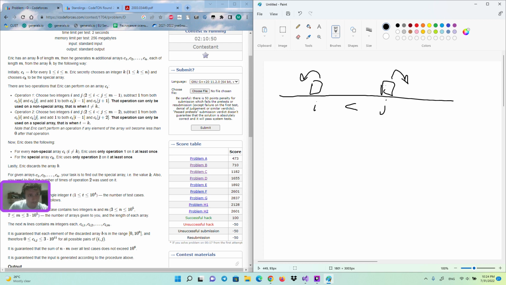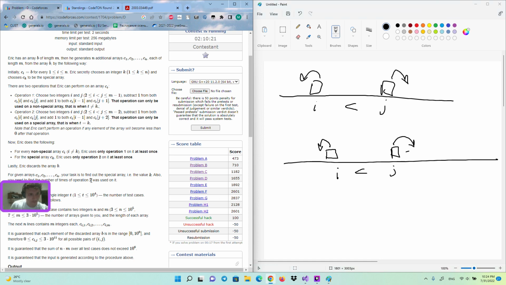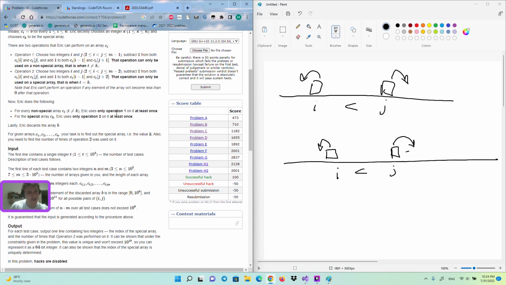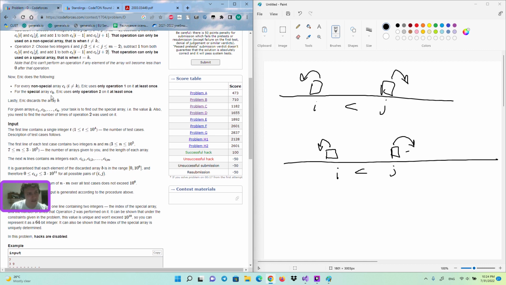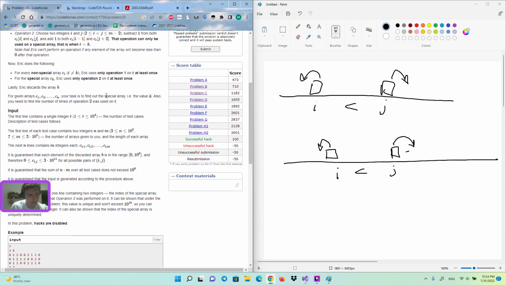Very well. And in the second case, we can do the following. We can put it here and put this here, also only if i is less than j. For every non-special array, Eric uses only operation 1 on it at least once. On the special array, Eric chooses operation 2 on it at least once.